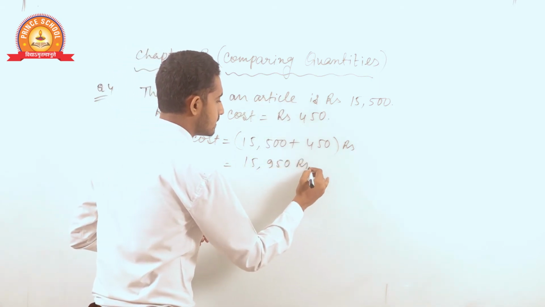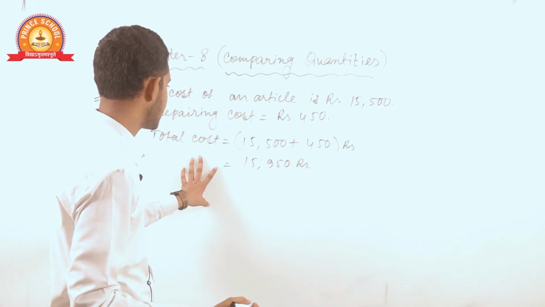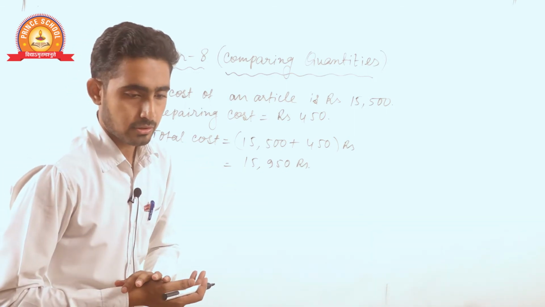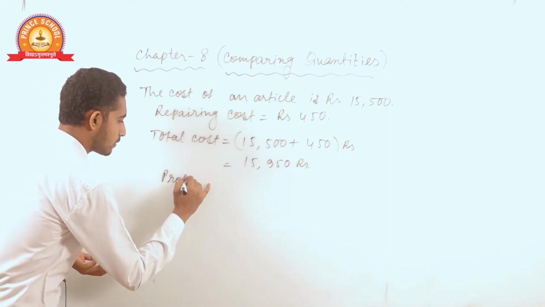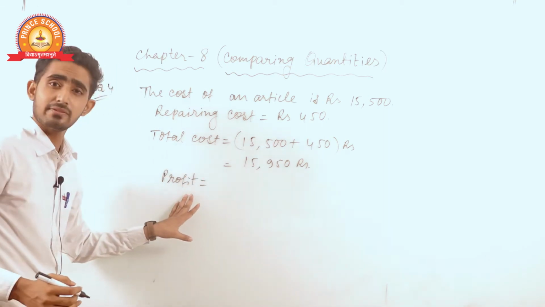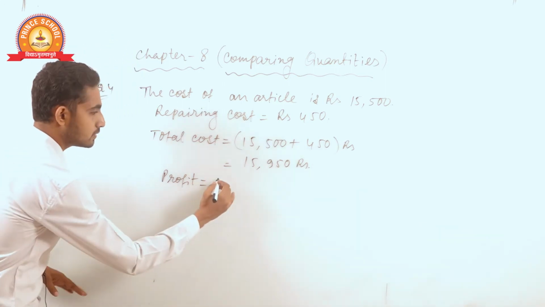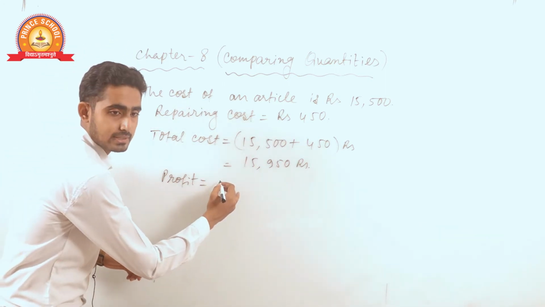15,950 rupees. That is the total cost price. Now in your question, profit is given. Similar question, profit percentage is given. So we can directly find out what is the profit. So profit is equal to how many? 15%.